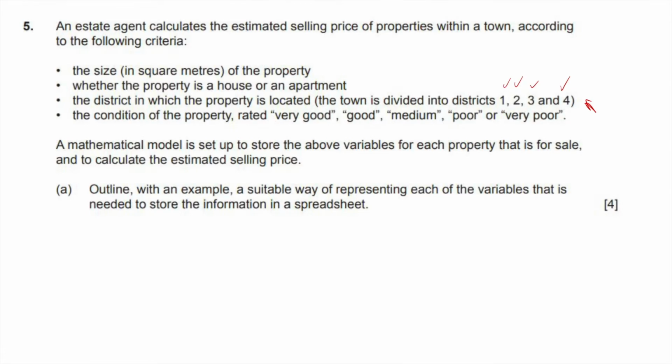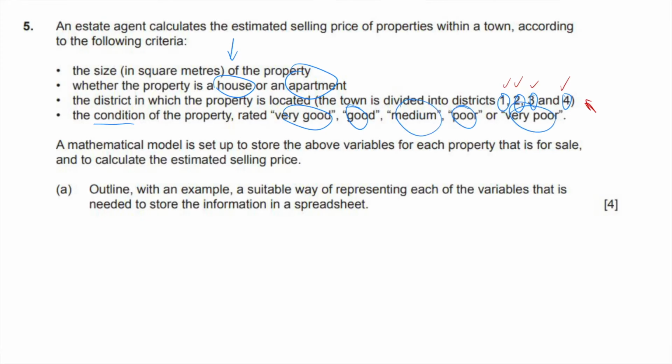So right here it says an estate agent calculates the estimated selling price of properties within a town according to the following criteria. So we have the size in square meters of the property, whether the property is a house or an apartment, the district in which the property is located. The town is divided into districts 1, 2, 3, and 4, presumably with these giving the property a different value due to things like crime or popularity, and the condition of the property, which is very good, good, medium, poor, or very poor.